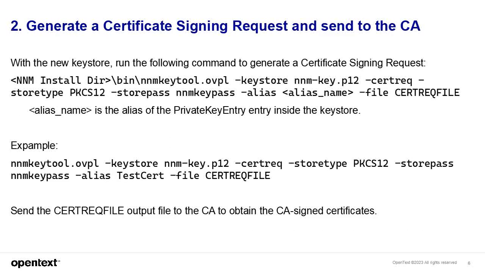2. With the new key store, run this to generate a certificate signing request. The alias name should be the alias of the private key entry inside NNM's key store. The command will generate an output file. Send this file to the CA to obtain the CA signed certificates.